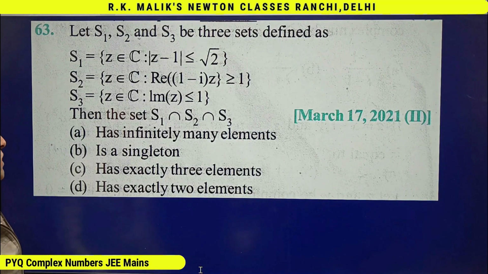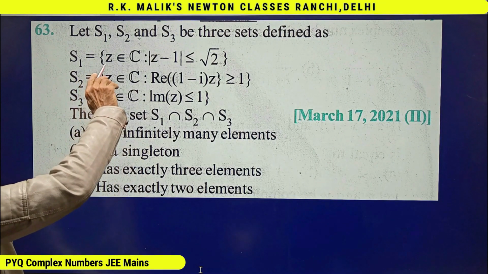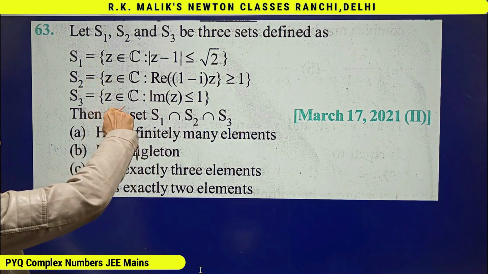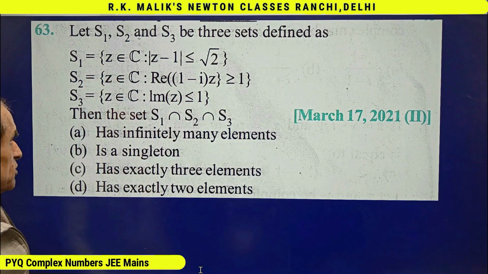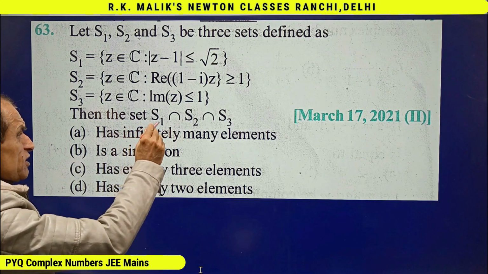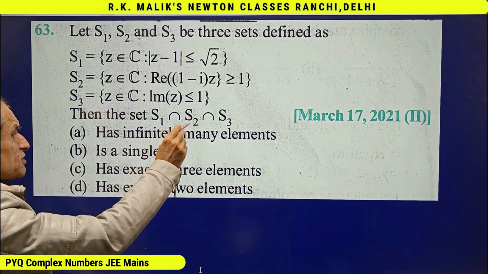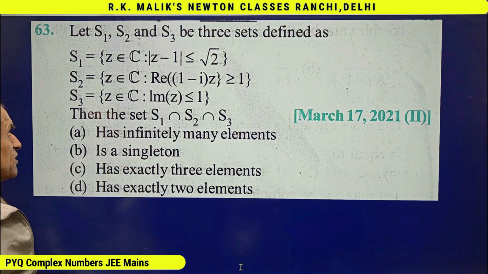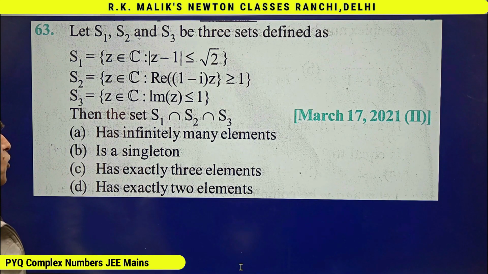In this question, it is given that let S1, S2 and S3 be three sets defined as below. Then for the set S1 intersection S2 intersection S3, you have to find the correct choice. First of all, let us check the set of all the complex numbers belonging to the sets S1, S2 and S3.